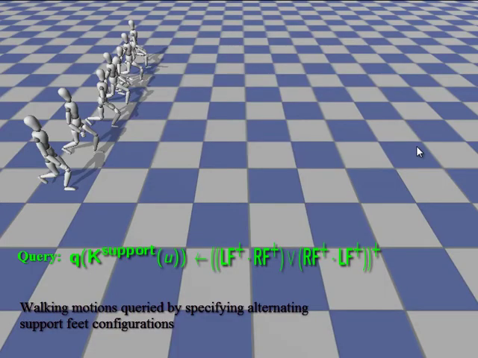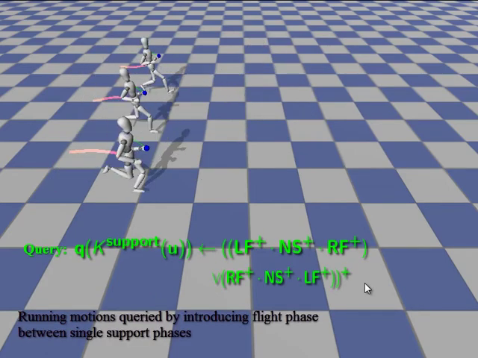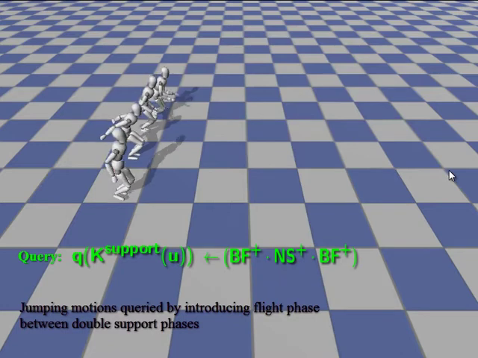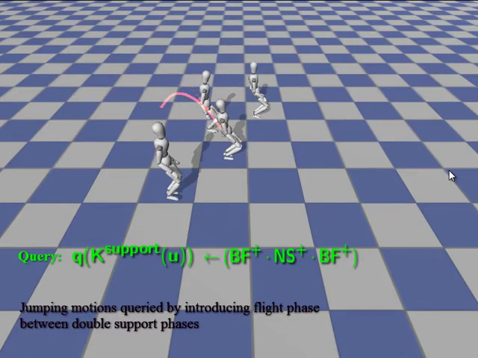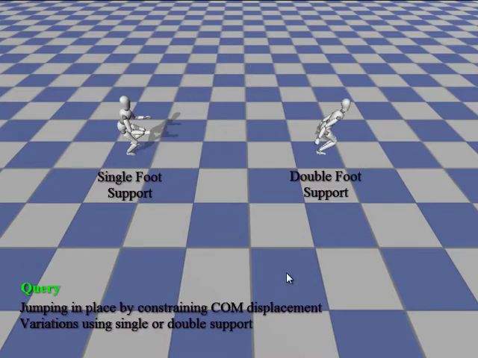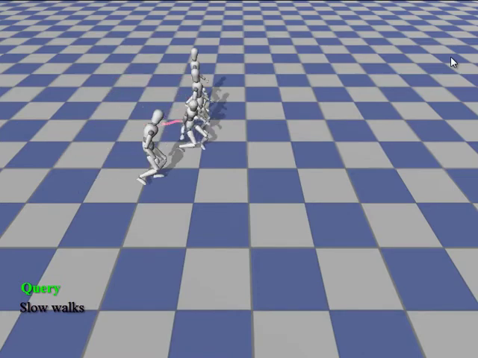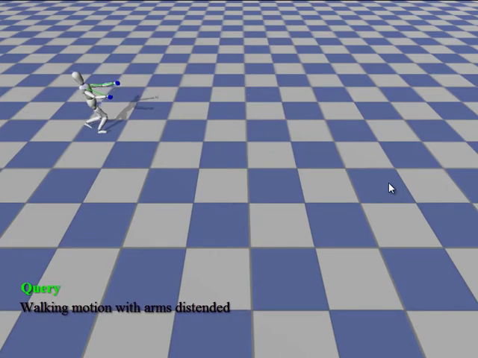A walk cycle is specified as alternate foot plants with no flight phase. Introducing a flight phase returns running motions. Jumps can be queried by specifying both support feet before and after the flight phase. Restricting the speed of motion produces slow or brisk walks. Arm constraints can be imposed for specific results.